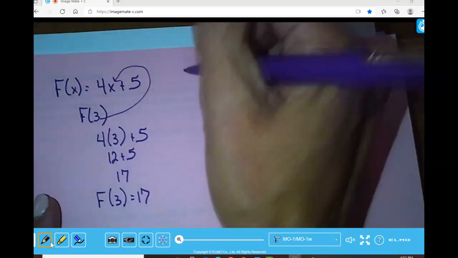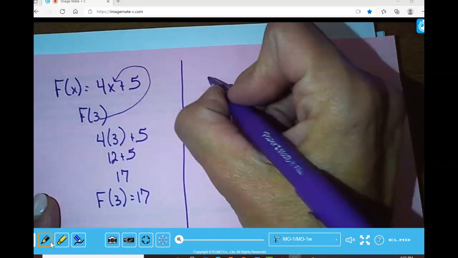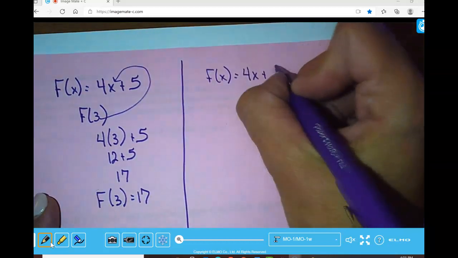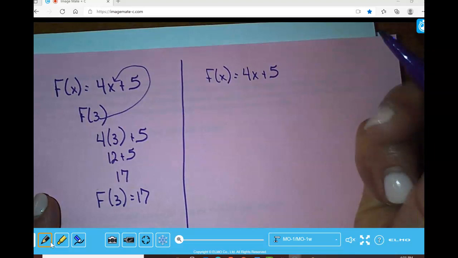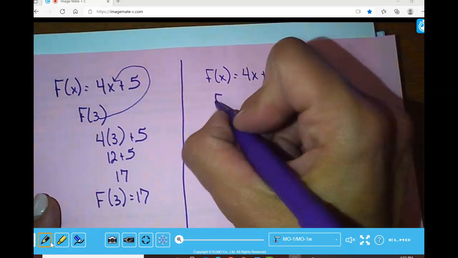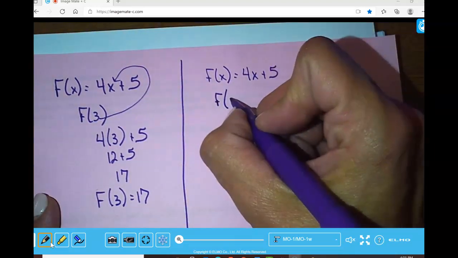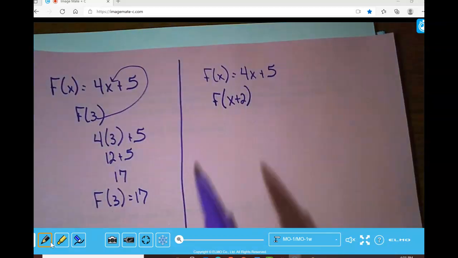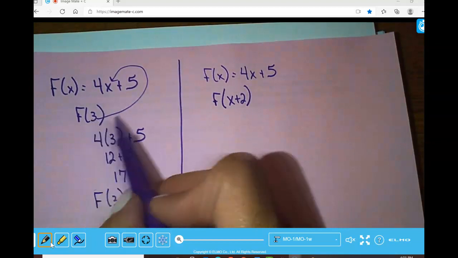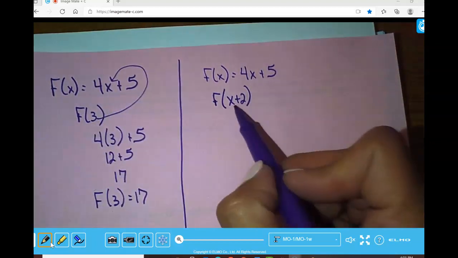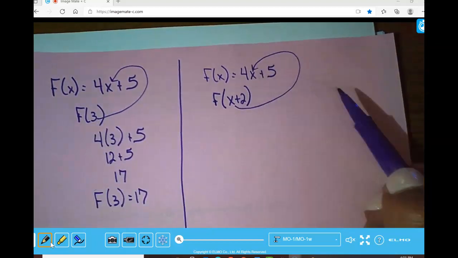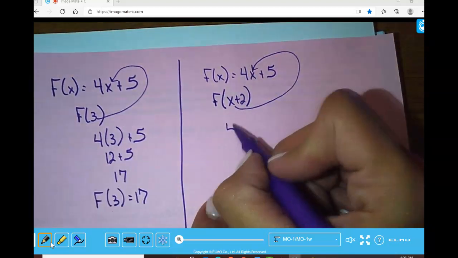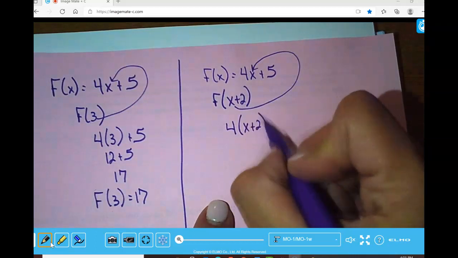So let's change it up a little bit. What if I said, here's f of x again, and we will still make it 4x plus 5, but this time instead of putting a number in there, let's say I want to put in x plus 2 instead. Well, the rules don't change. Where I took that 3 and put it in for x, I'm going to take this x plus 2 and put it in there. So where 3 went in parentheses, now x plus 2 is going to go in parentheses.